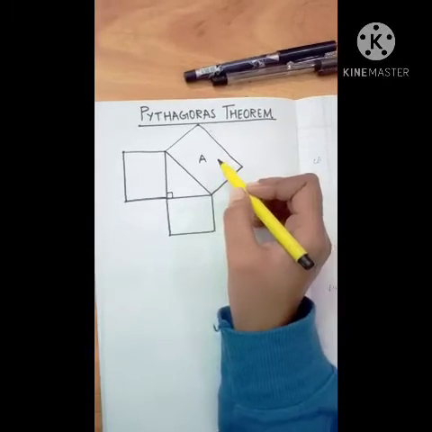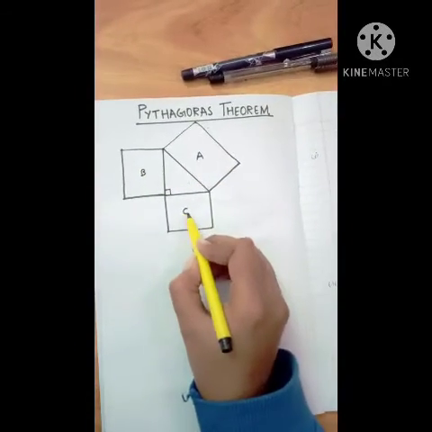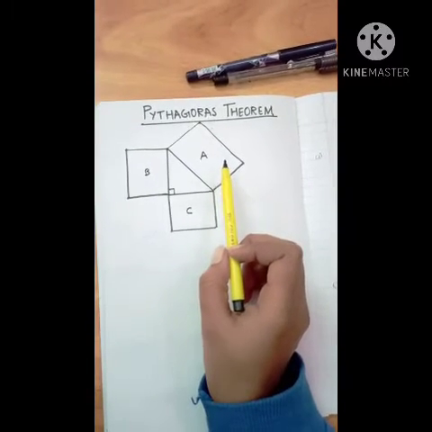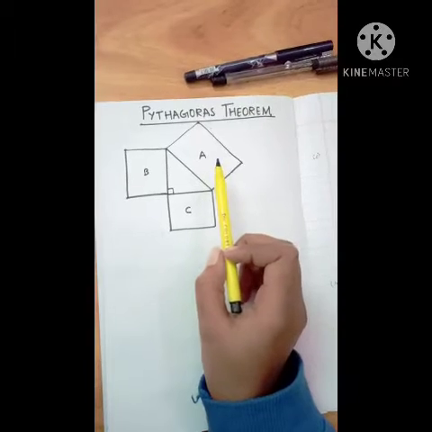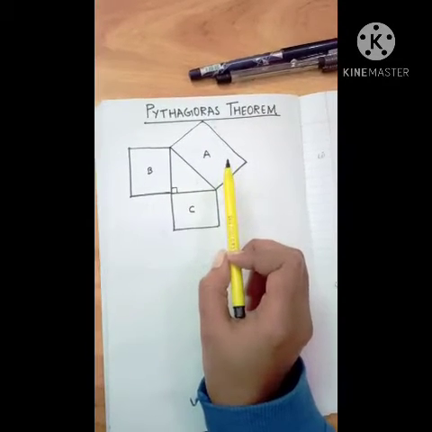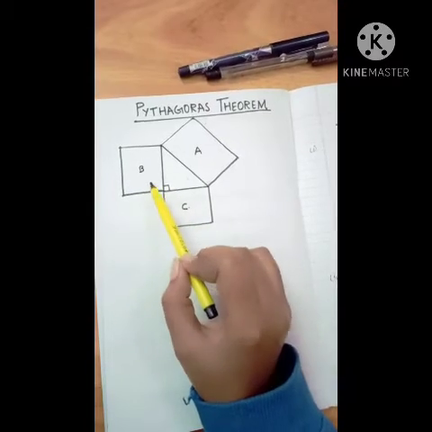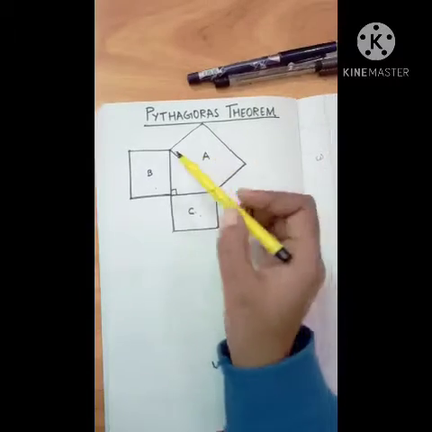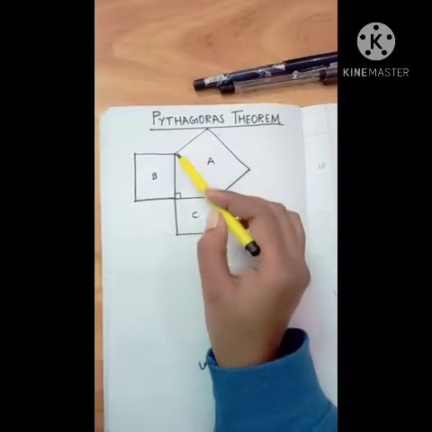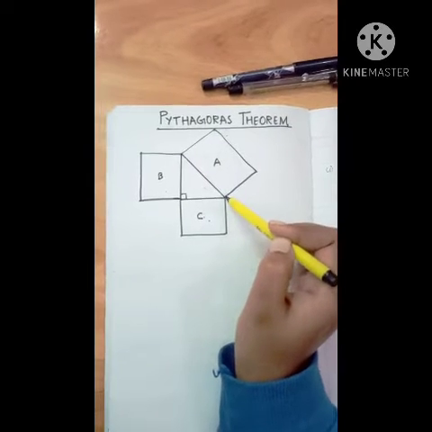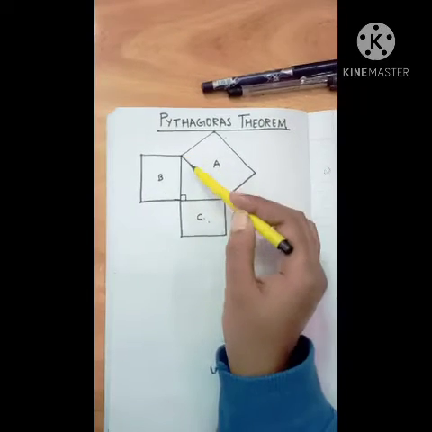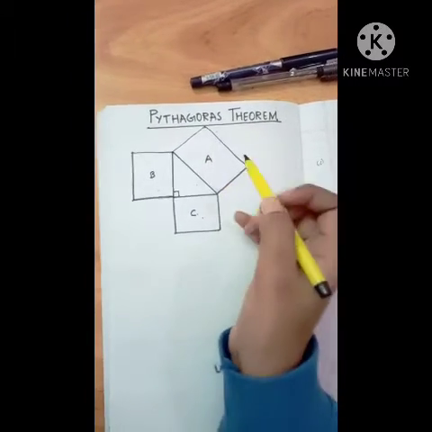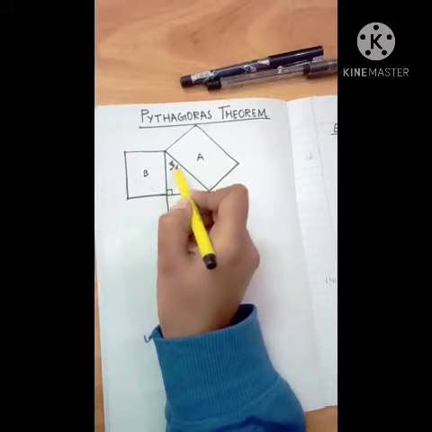Let's name this square A, this one B, and this one C. This is the biggest one, right? So the biggest square has the exact same area as the other two squares put together. Understood? Here you can see that this is a triangle, right? This is the longest side of the triangle, and this longest side of a triangle is the hypotenuse. Okay? This side is known as the hypotenuse.